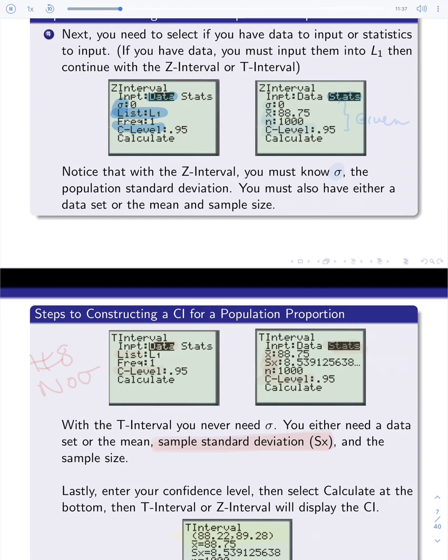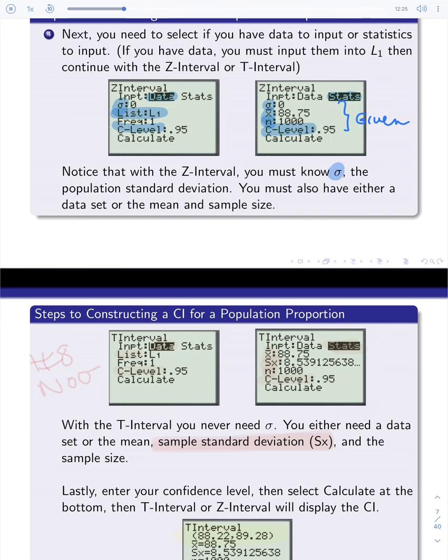Okay. Now, the other option that we have is to select stats, which means instead of giving me a list of data, they gave me a bunch of just random information. Notice they still want sigma, because if you're using Z's, they think you have the population standard deviation sigma. They also want the X bar, which is, remember, the sample mean. And they also want your N, which is the size of the sample. And they want your confidence level. This would all have to be given in your problem. And then you would do your calculation, and it would just spit out the entire confidence interval for you. But again, the key with using the Z interval here is you have to know sigma.